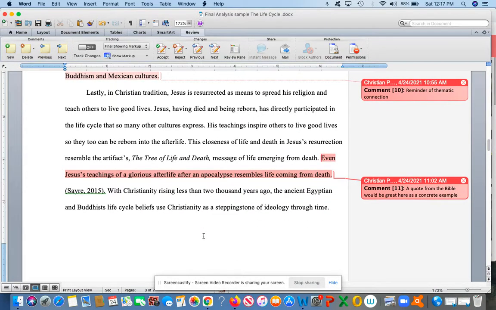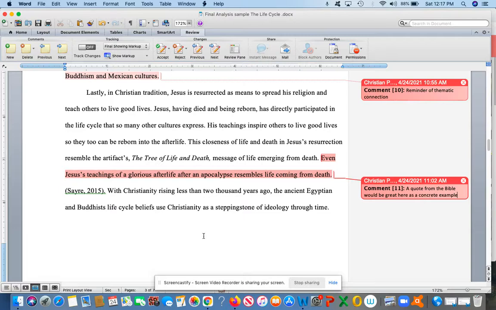Then we have a move into discussion about Jesus and the idea of dying and being reborn as part of his teaching, and how that's connected to the tree of life and death. Works really, really well. I would say that a quote from the Bible would be great here as a concrete example. I don't know that they would need to do another visual artifact because you want to have a bunch of different kinds of artifacts.